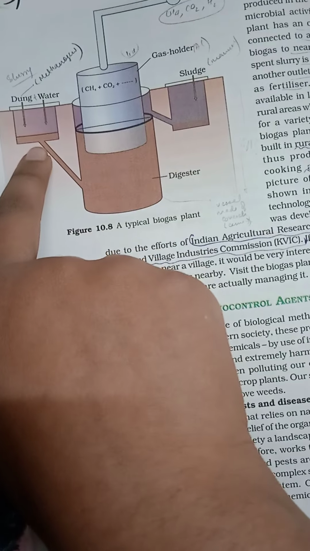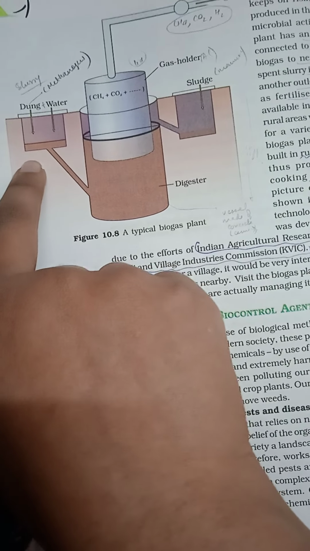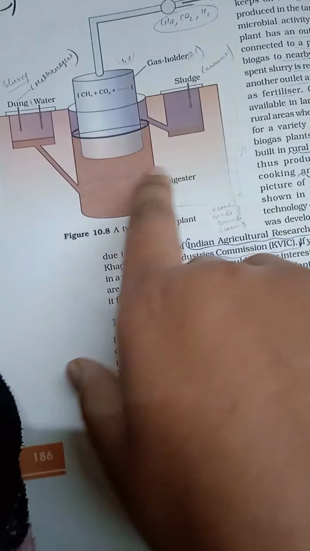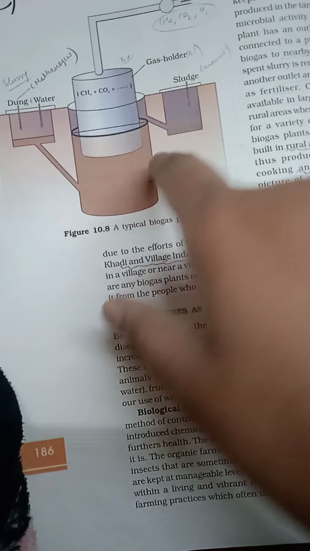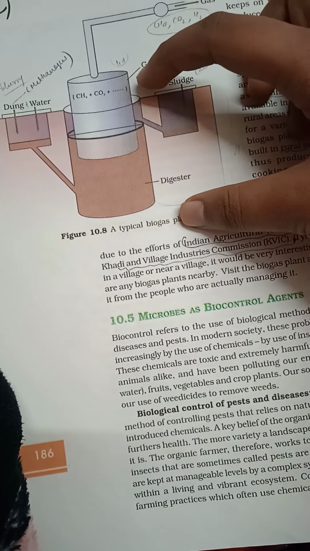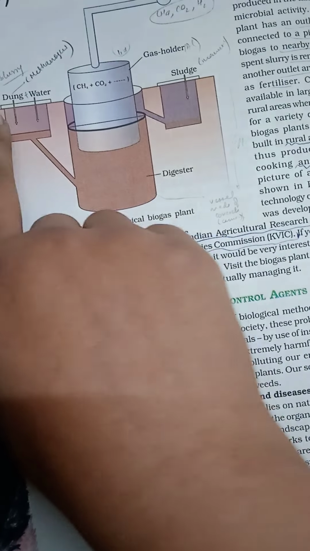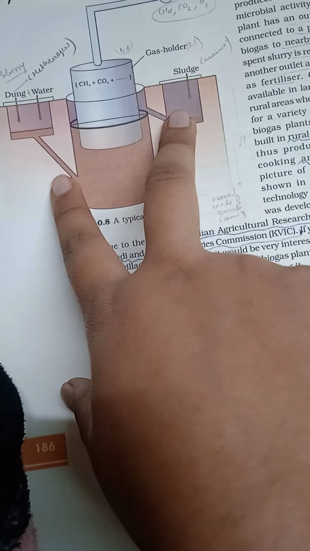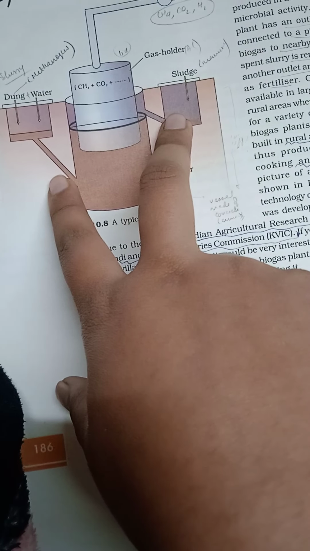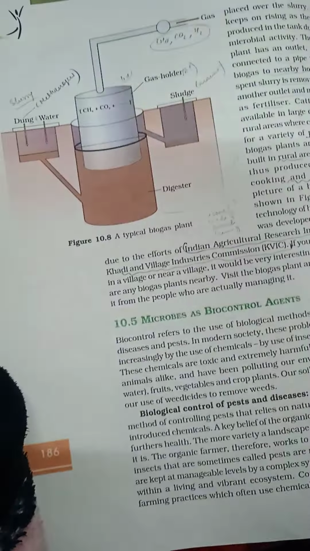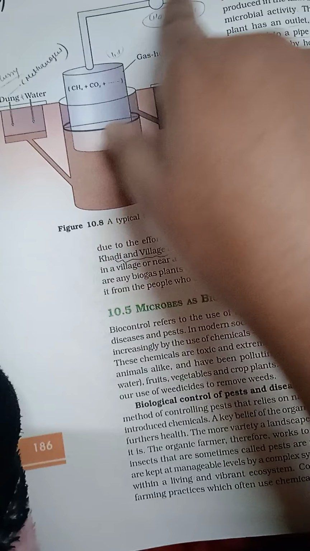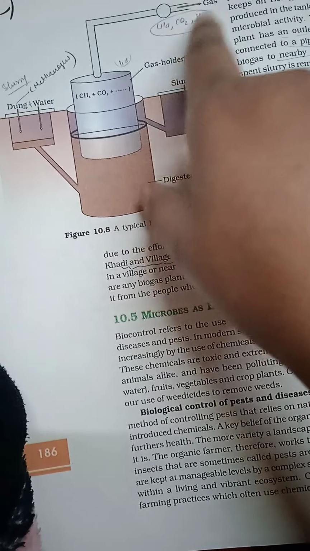Now this dung and water passes on to here, and this is made of concrete, that is, cement. The tank is 10 to 15 feet deep. The outlet is connected to a pipe, and the slurry is pumped, and there is an outlet through which gas is released, that is CH4, CO2 and H2.